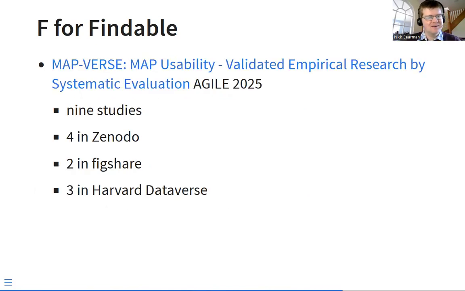This was an interesting article at their Agile conference last year. MapVerse, so map usability, validated empirical research by systematic evaluation. They really shoehorned that acronym in, but they did a review of where people stored spatial data for reproducible research. They ended up with 9 studies. 4 of them stored data in Zenodo, 2 of them stored data in Figshare, and 3 of them stored data in the Harvard Dataverse. So it's a nice example. Zenodo is probably the most popular, easiest to use, and that's the one I'd recommend.